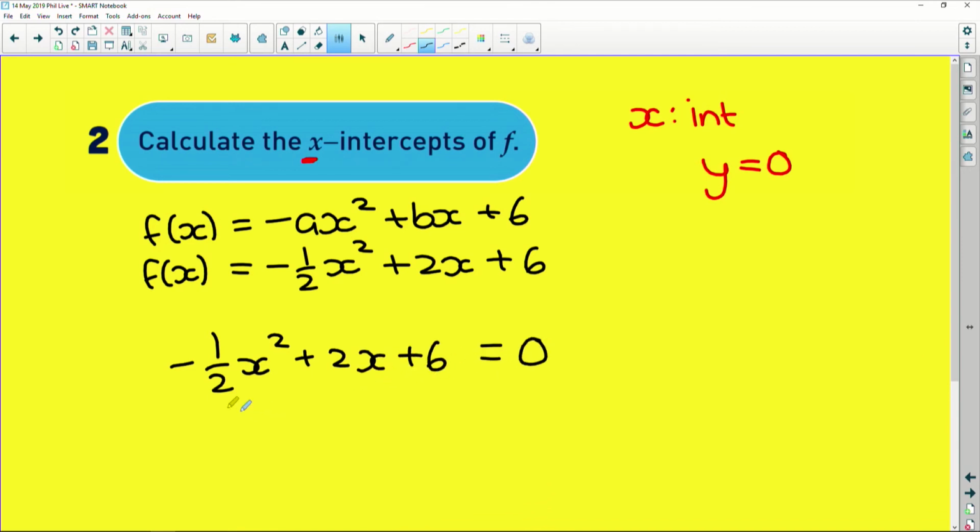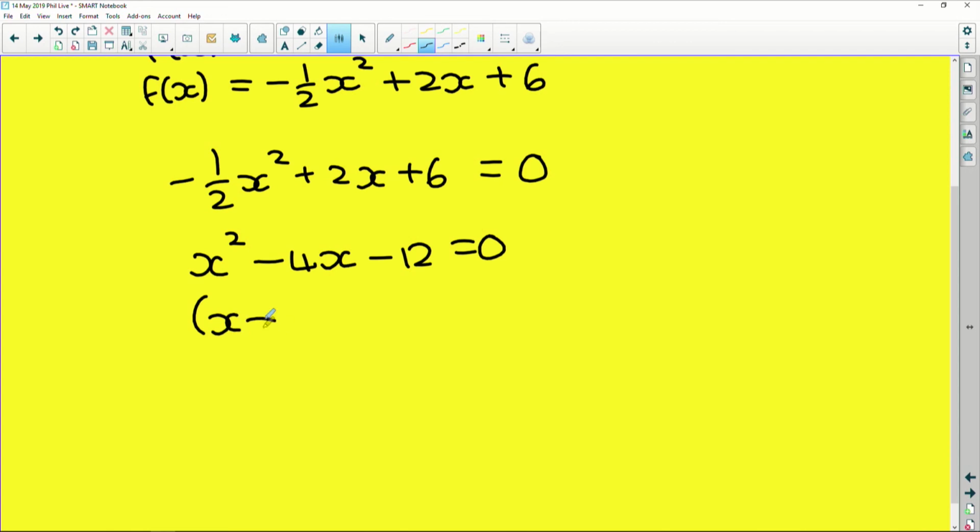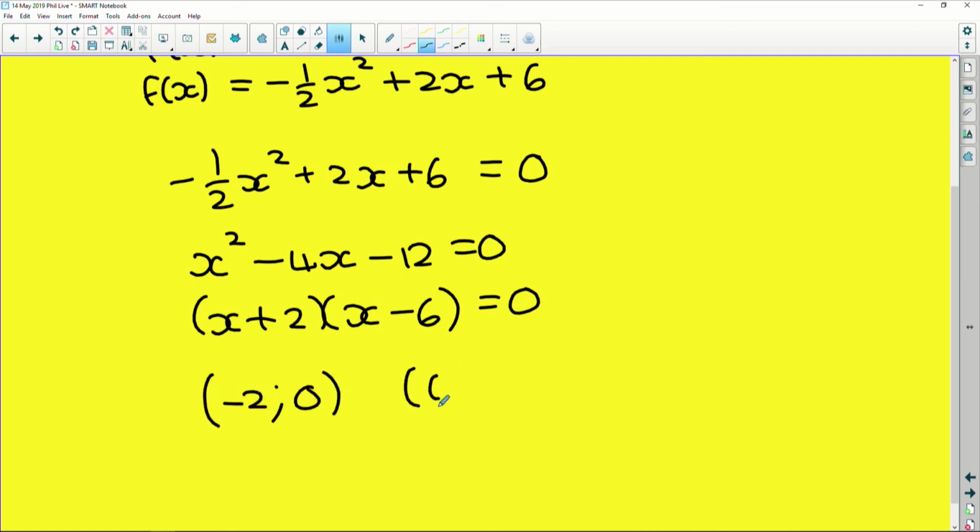I'm going to divide through by negative a half, so that just gives us x squared. 2 divided by negative a half is basically the same as saying 2 multiplied by negative 2, so we get minus 4x, and 6 divided by negative a half is negative 12. And now this is an easy case of factorization. We get x plus 2 and x minus 6 is equal to 0, which means that the x-intercepts are at (negative 2, 0) and (6, 0). Easy peasy.